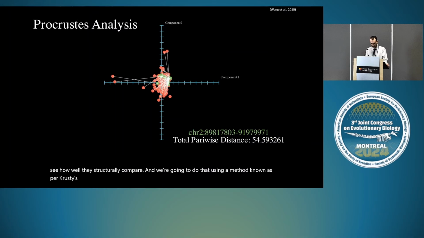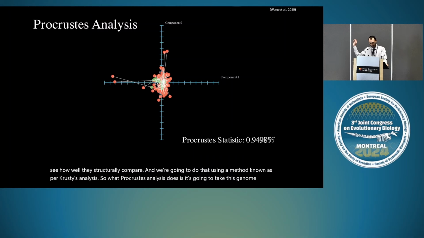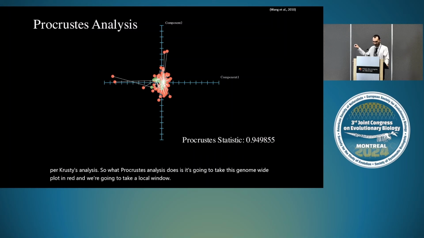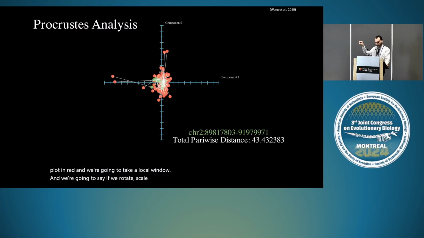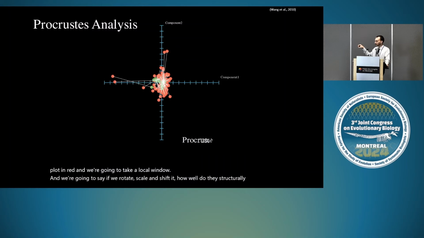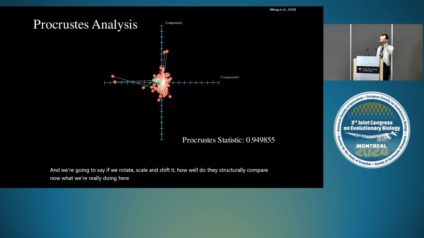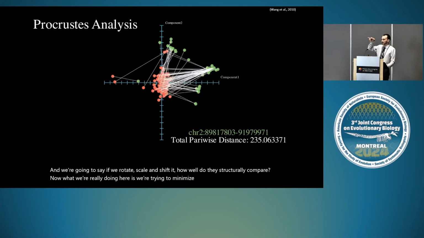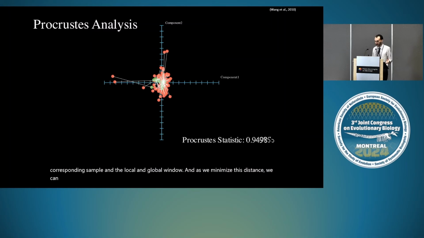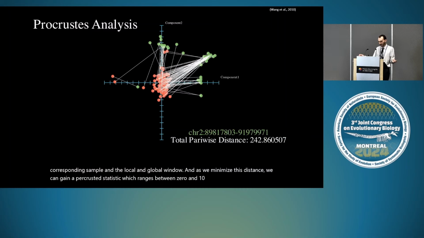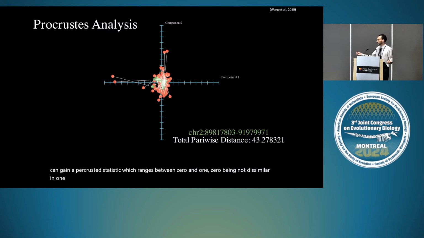What Procrustes analysis does is take this genome-wide plot in red and a local window in green, and ask: if we rotate, scale, and shift it, how well do they structurally compare? What we're really doing here is trying to minimize the distance between each corresponding sample in the local and global window. As we minimize this distance, we gain a Procrustes statistic, which ranges between 0 and 1, 0 being not dissimilar and 1 being exactly dissimilar.